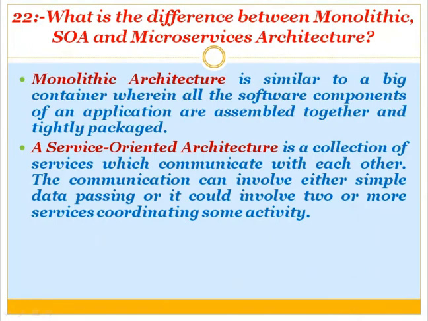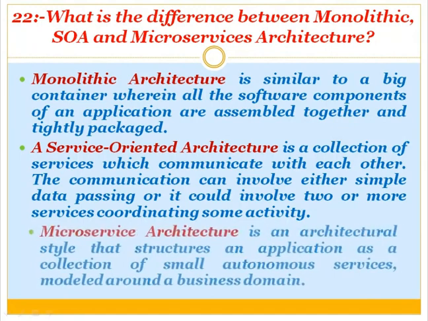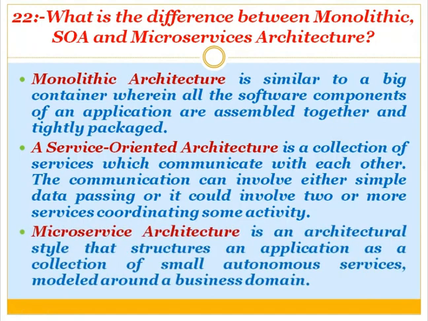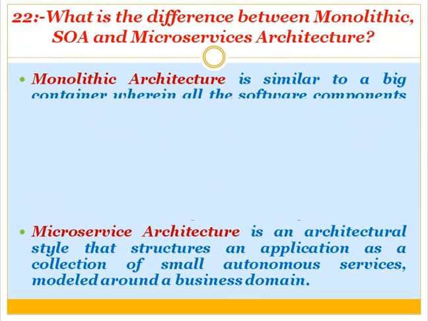And in microservice architecture, what happens? It is an architectural style that structures an application as a collection of small autonomous services modeled around a business domain. So this is the difference between these three.